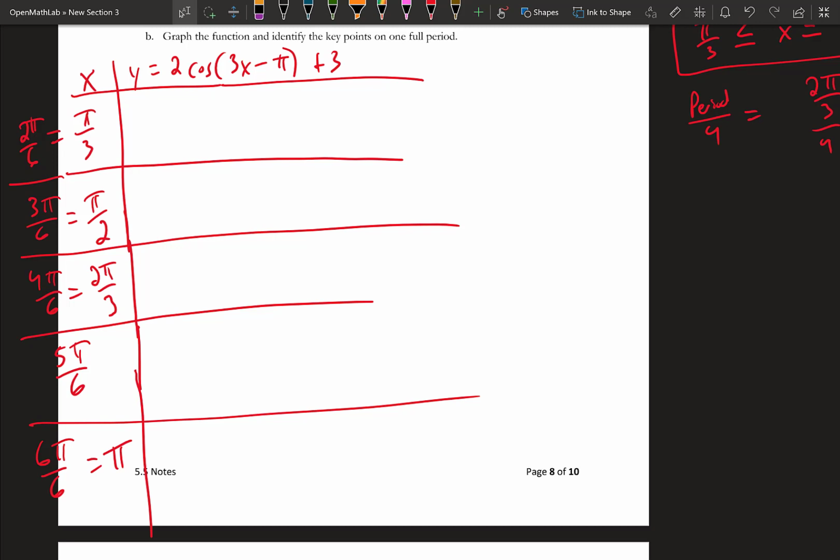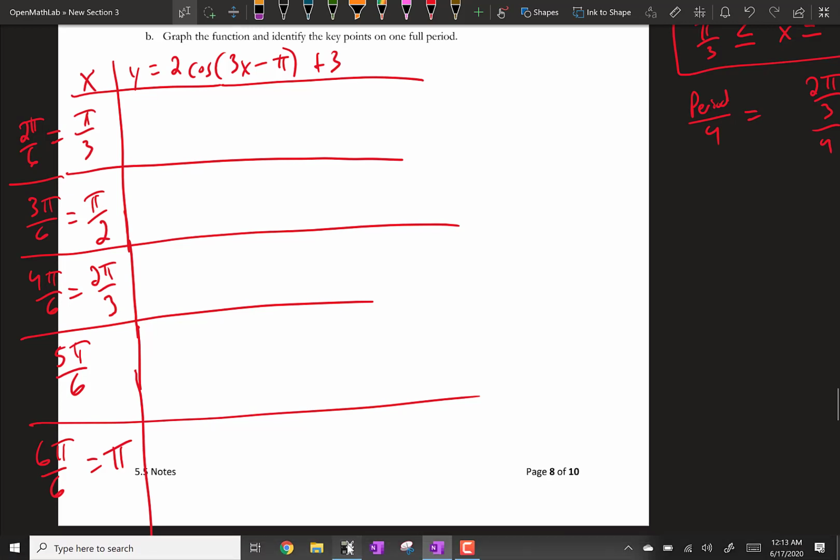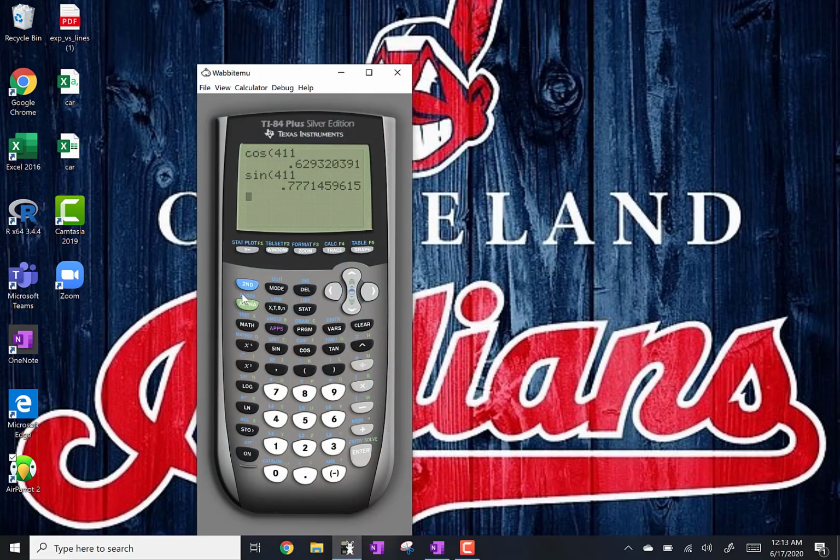So now if we just plug in these values, and something else that we can do, so I've been plugging them in and figuring them out by hand. Another thing we could do is come here and let's grab a table. So we need to put the function into y1. So that would be 2 cosine of 3x minus pi plus 3 is our function. Another thing, my mode should be in radians here.